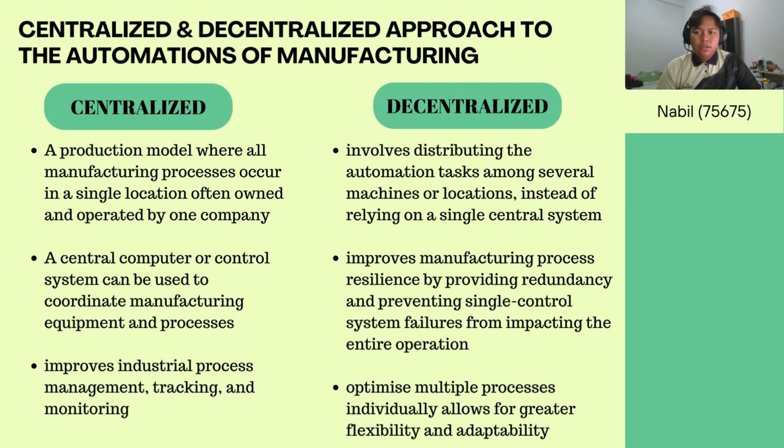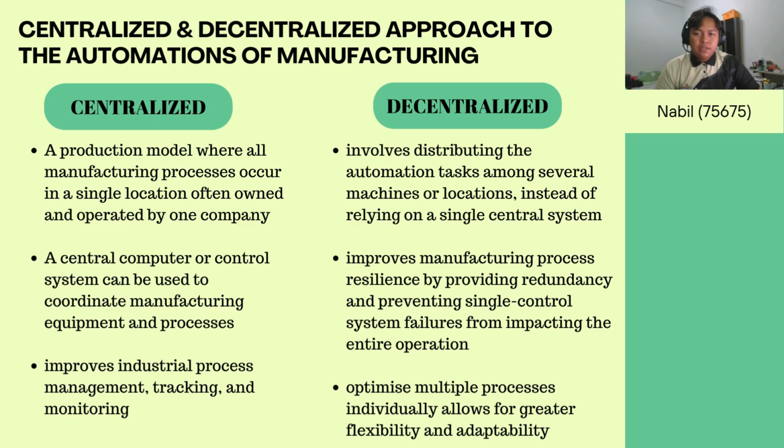Move on to the next part, which is the centralized and decentralized approach to the automation of manufacturing. For the centralized, it is a production model where all manufacturing processes occur in a single location, often owned and operated by one company. A central computer or control system can be used to coordinate manufacturing equipment and processes. So this improves industrial process management, tracking, and monitoring.